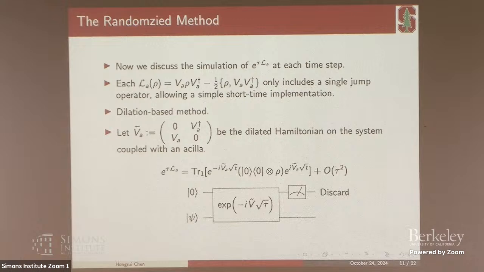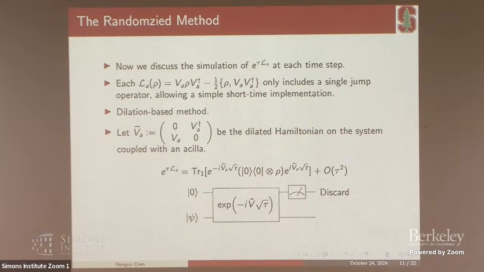We can approximate the Lindbladian evolution by a short-time evolution of a Hamiltonian. This Hamiltonian is a dilated version of the jump operator. Because we only have one jump operator, this dilated Hamiltonian only needs one ancilla qubit, and we can use the Hamiltonian evolution on the system coupled with this ancilla qubit. And this will induce a second-order approximation of the original Lindbladian evolution. So this gives us the one-step implementation.